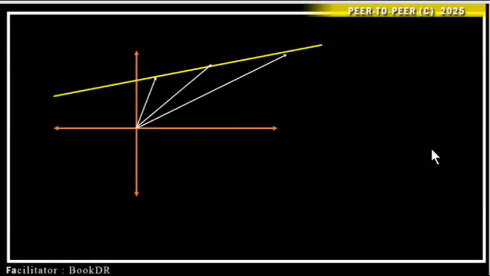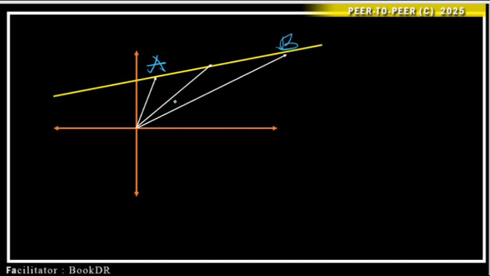This time we are going to look at how to find the vector equation of a line that passes through two given points. Let's call these points A and B. So this line passes through points A and B.